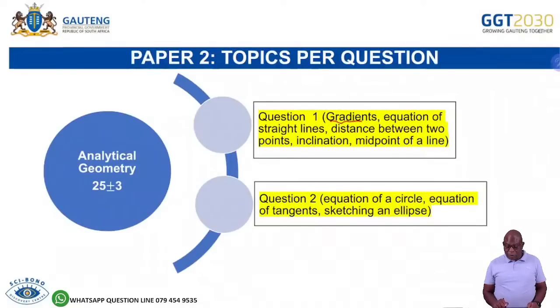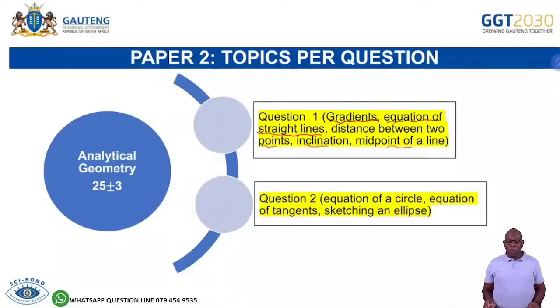You are going to be asked about the gradients of the lines. You're also going to be asked about the equations of the straight line. So in other words, those formulae that deal with the gradients, the formula that deals with the straight line, the formula that deals with the distance between the 2 points or the length of the line, the inclination, which is the angle, where they give you an angle like theta, alpha, and the midpoint of the line.